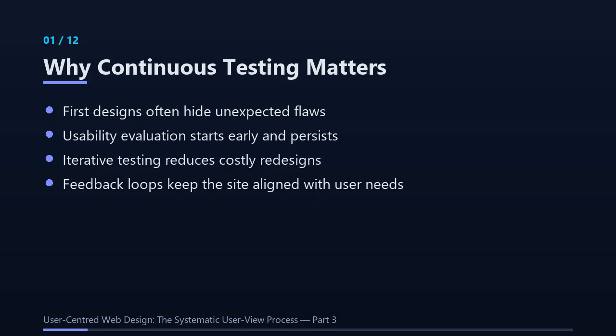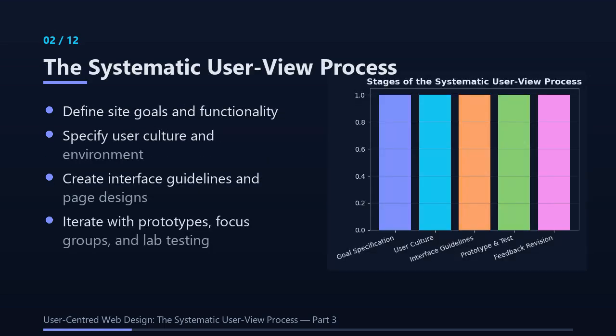The systematic userview process is a structured roadmap that guides designers from abstract goals to concrete interface elements. It begins with documenting the website's overall objectives and the functional capabilities it must support. Parallel to that, we capture the user culture: who the audience is, what environments they operate in, and what mental models they bring. With these foundations, designers produce site-wide guidelines that inform page layouts, navigation schemes, and visual style.